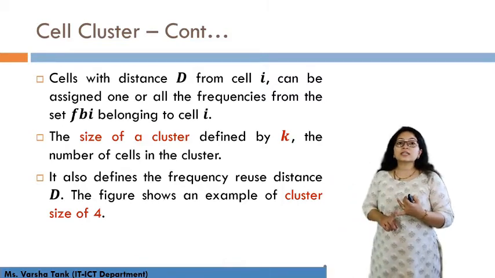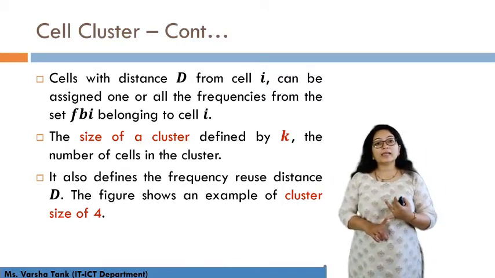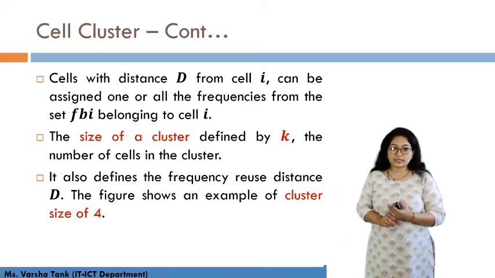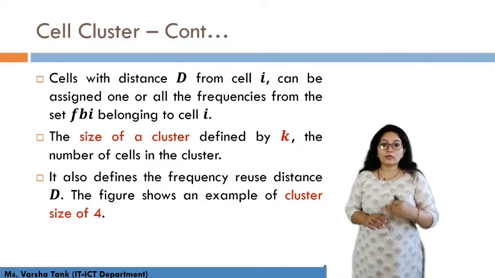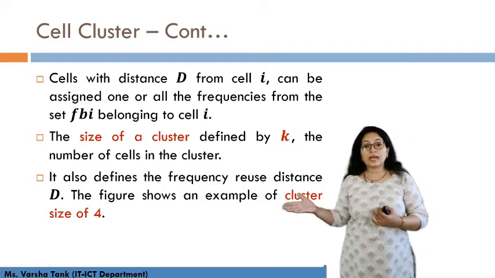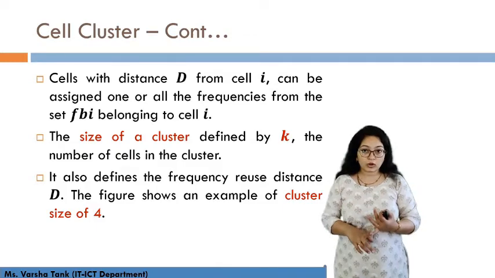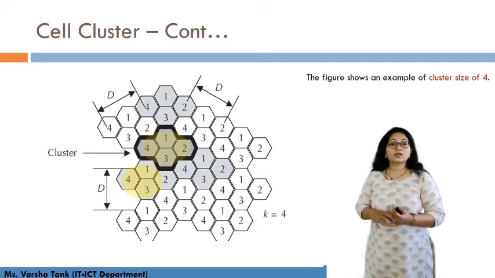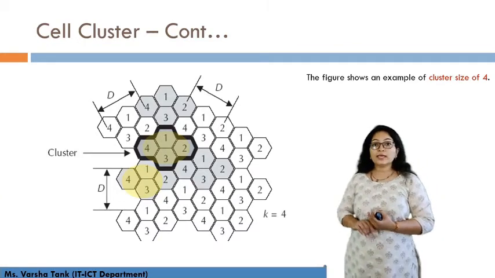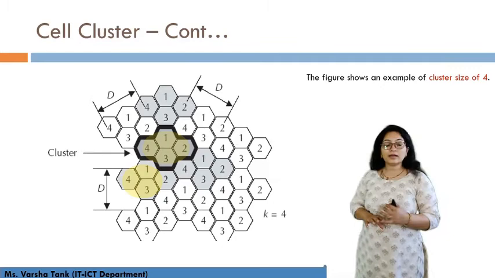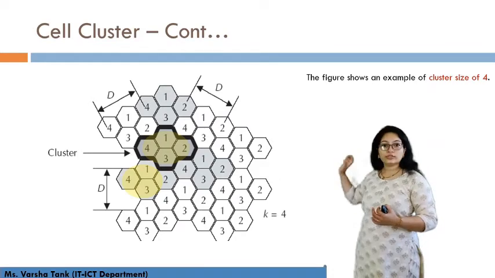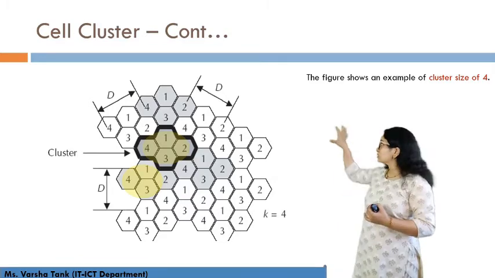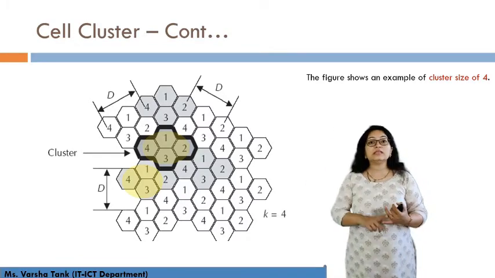The size of the cluster is defined by K, the number of cells in the cluster. It also defines the frequency reuse distance D. The figure shows an example of cluster size 4 that we have seen in the last slide, and we will see in the upcoming slide also. Here you can see the cluster of 4. The highlighted cells in yellow are 1, 2, 3, 4, and in the same way at the downside 1, 2, 3, 4. That is what 1, 2, 3, 4 represents: the cluster.